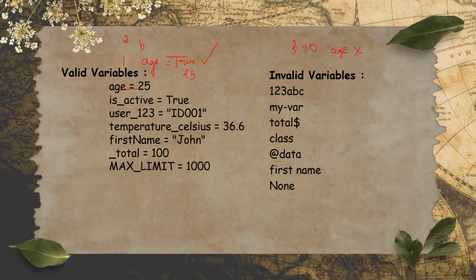As we are seeing here, is_active. If it is active, then it is True, else False. Similarly, user_123, that is, it may be a user ID, and temperature_celsius. All these are valid variables.